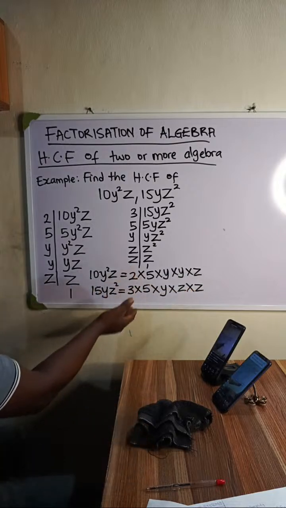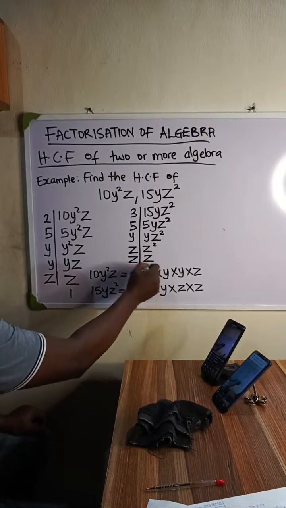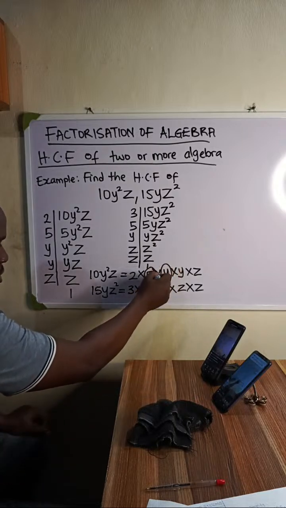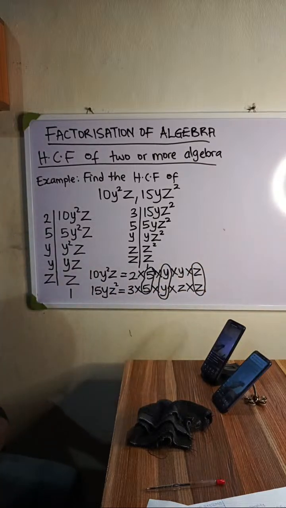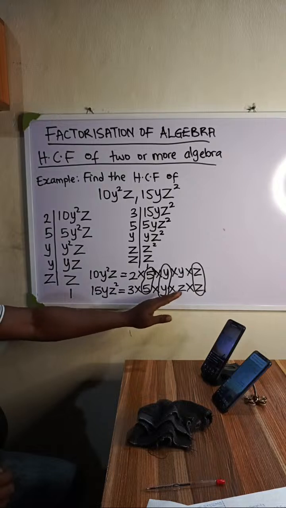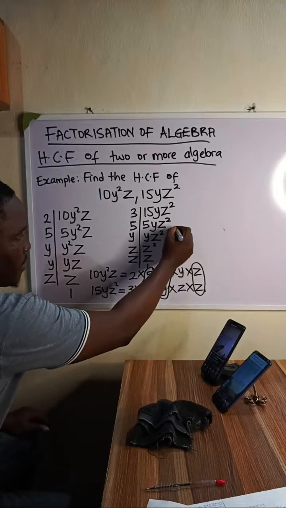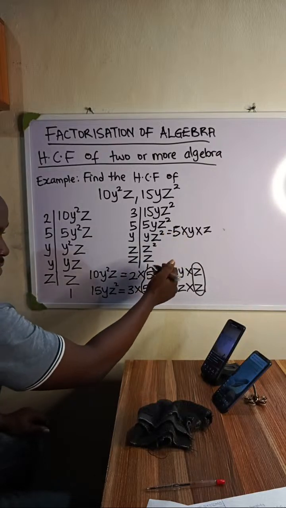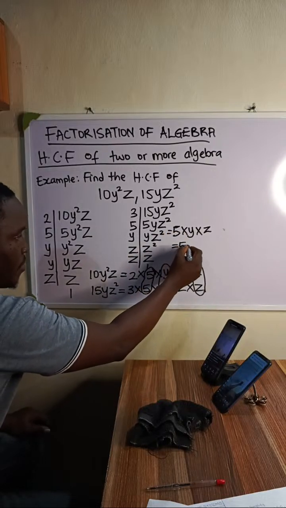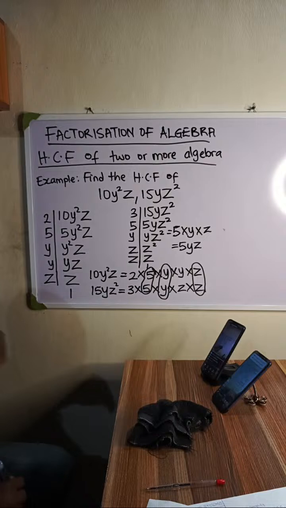So now we look at these two and see what is common between them. So 5 is common, y is common, and z is common. Okay, so 5 is common, y is common, and z is common. Therefore, we bring out what is common. What is common is 5 times y times z. Sorry, I'm writing it here because of space. And then that gives us 5yz. Okay? So that becomes the HCF.